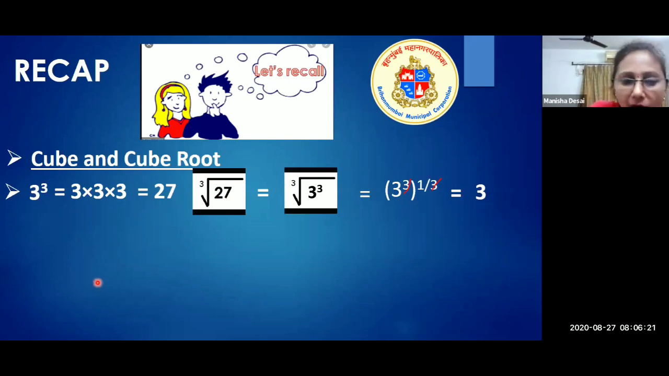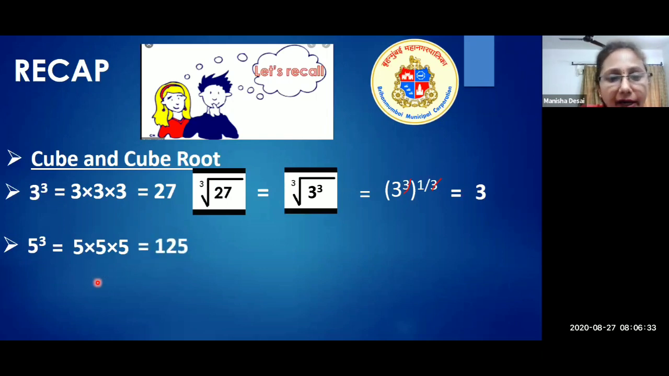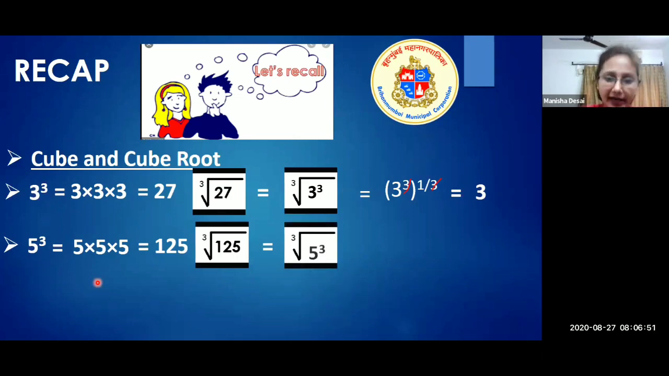In the same way, now tell me, what is the cube of 5? 125. Very good. So cube of 5 is written as 5 into 5 into 5, that is 125. Now tell me, what will be the cube root of 125? 5. Very good. So now you understood how to find the cube root. This cube root of 125 can be written as cube root of cube of 5, because 125 is nothing but the cube of 5.